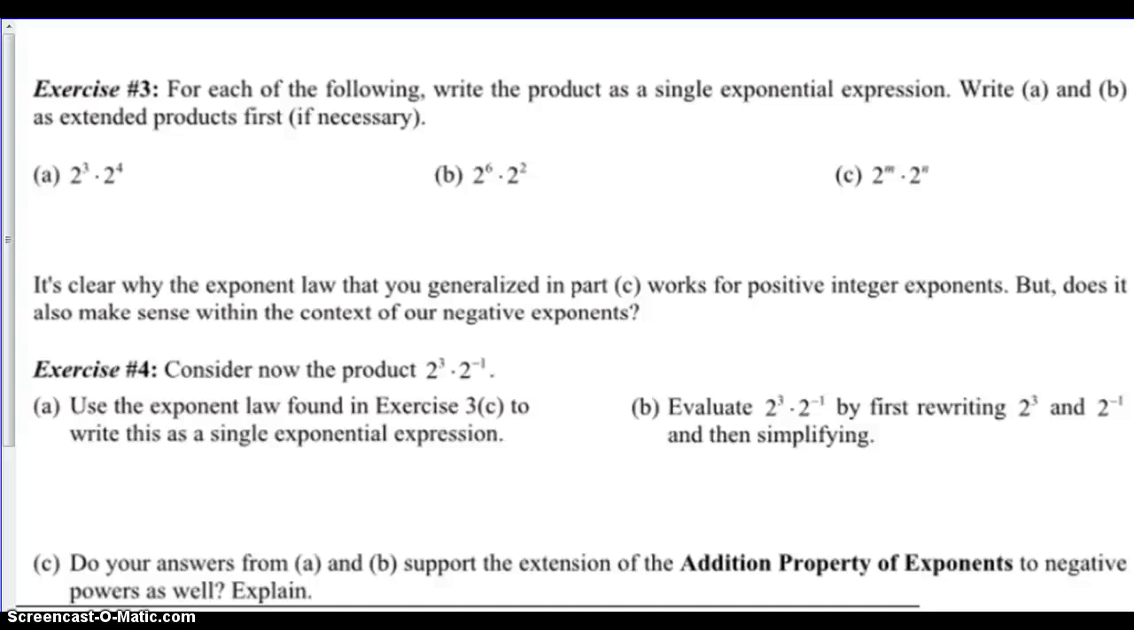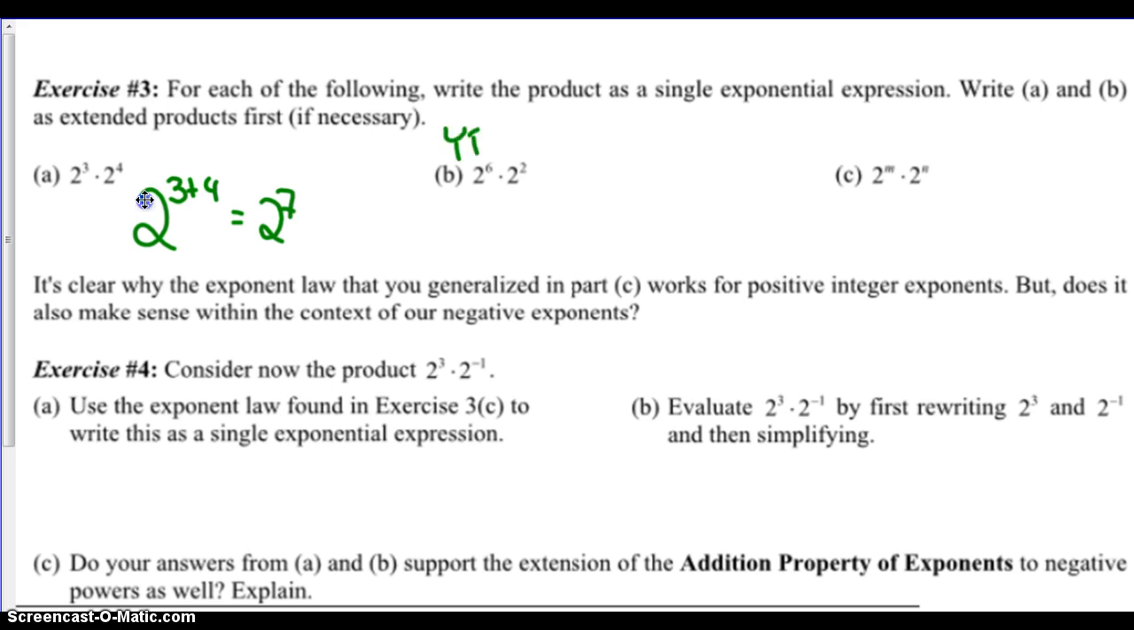So we're going to use that property now again. Here we can see at the bottom, at number A in example 3, we have 2 cubed times 2 to the 4th. So that would be 2 to the 3 plus 4, which is 2 to the 7th. Sorry, guys. So you're going to try the next one right here.